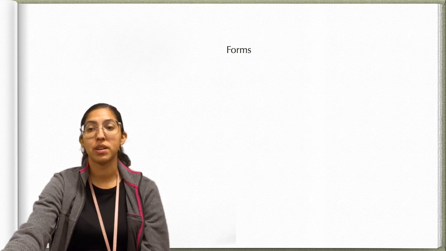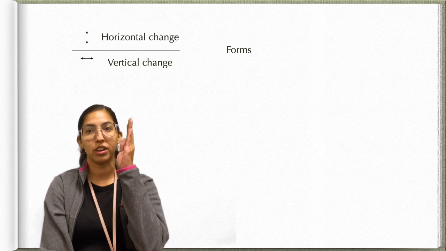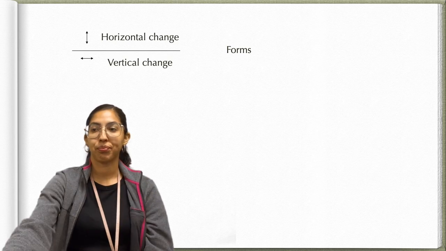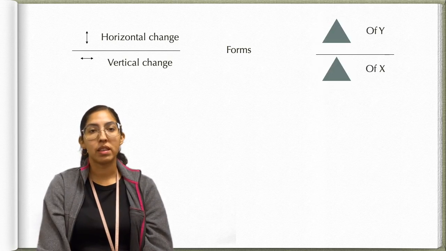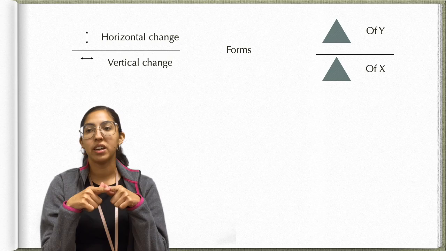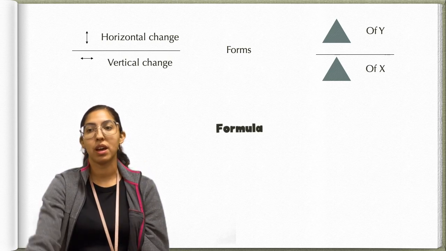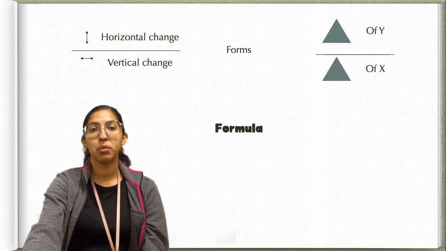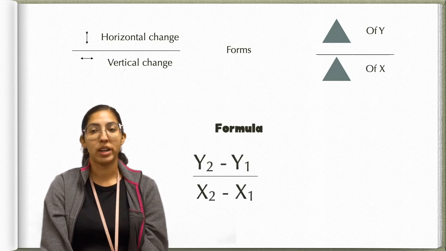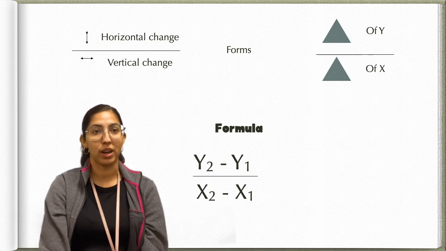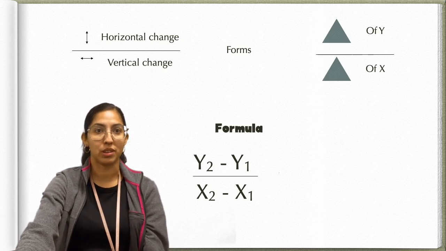There are different forms that you can see this in. So we'll see the horizontal change over the vertical change. So still rise over run. We'll see it written like this. This little triangle means change. So change of y over the change of x. And we are going to have a formula. This formula will be on your formula chart, so it's not something you have to memorize, but I would definitely write it down to have it. So it is y2 minus y1, the change of y, over the change of x, so x2 minus x1, and this equals m.